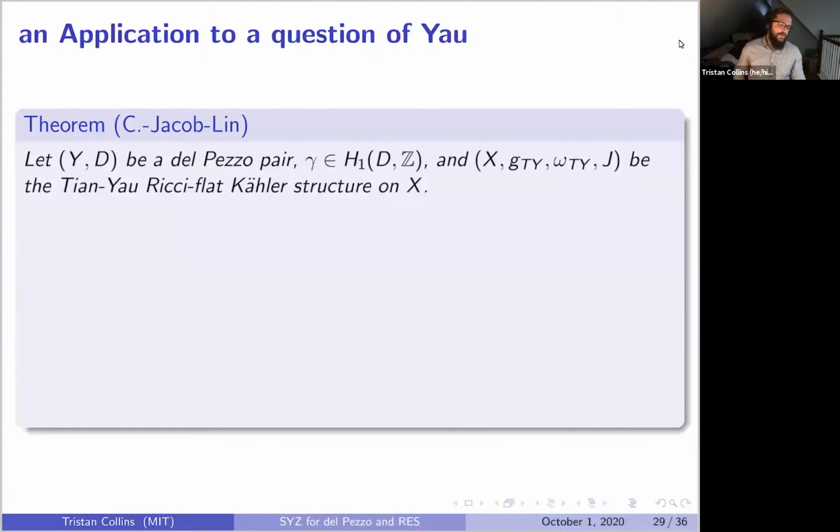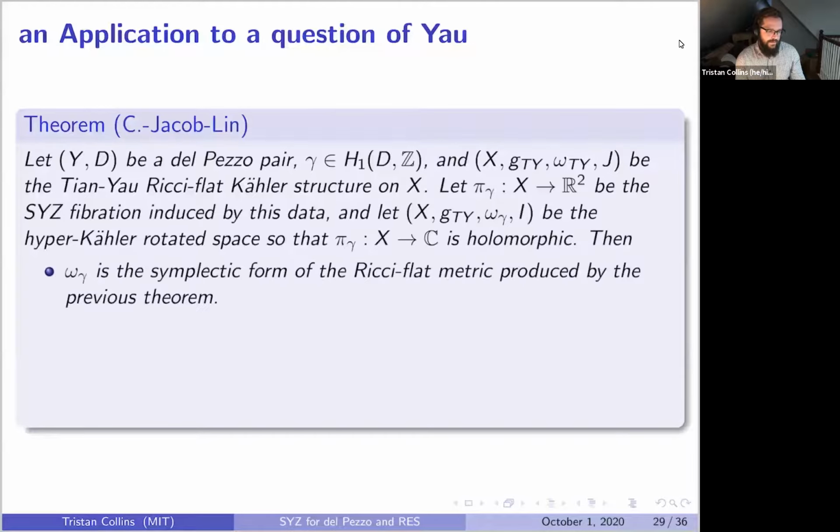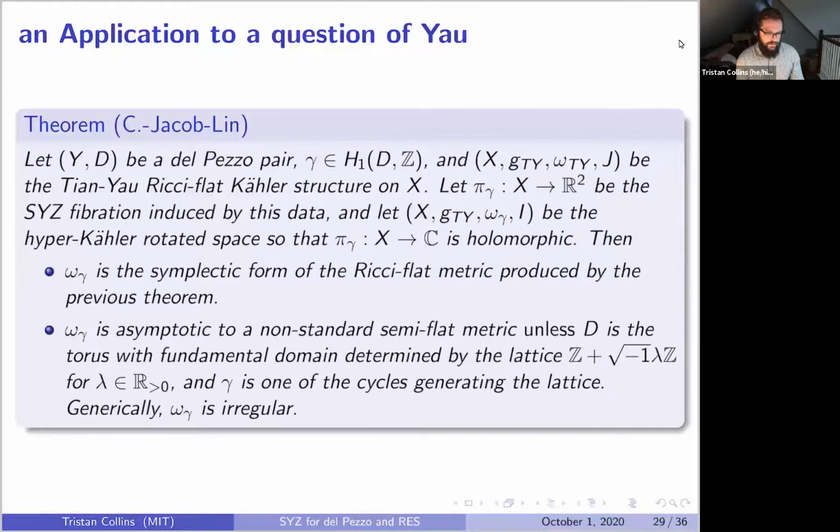Okay, so now we can answer this question of Yau, which says that if you start with a del Pezzo pair and a cycle in the elliptic curve, then you get this SYZ fibration, you hyperkähler rotate so that it becomes a holomorphic fibration. Then the symplectic form of the Ricci flat metric is one of these Calabi-Yau metrics asymptotic to a semi-flat metric. And it's essentially always non-standard. And in fact, generically, it's even irregular.